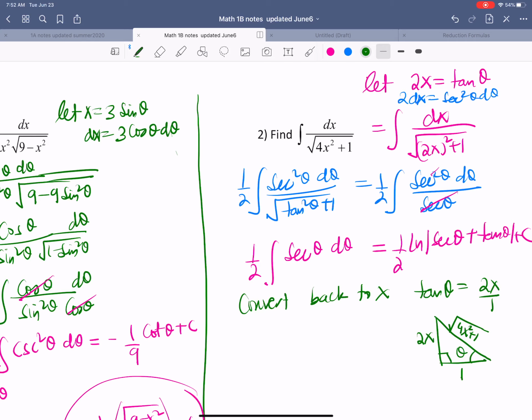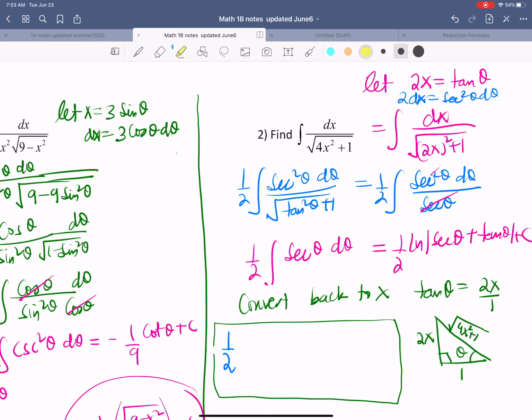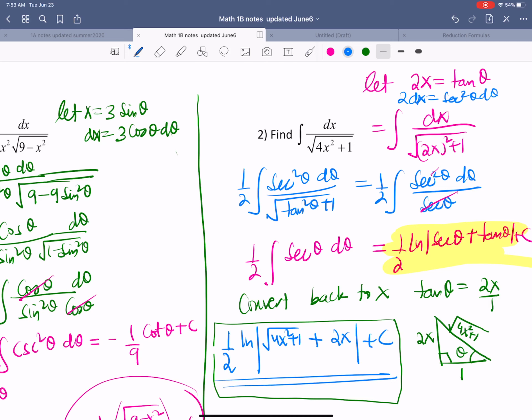All right, so I'm ready to plug everything back in terms of x. So we're left with 1/2. So final answer is in blue, and I'm plugging everything back in the highlighted answer in terms of x. Secant theta would be, cosine is adjacent over hypotenuse. Secant theta would be hypotenuse over adjacent, which is just square root of 4x squared plus 1. Plus tangent theta would be opposite over adjacent, which is 2x over 1, plus a c. And that's it. That's our integral.